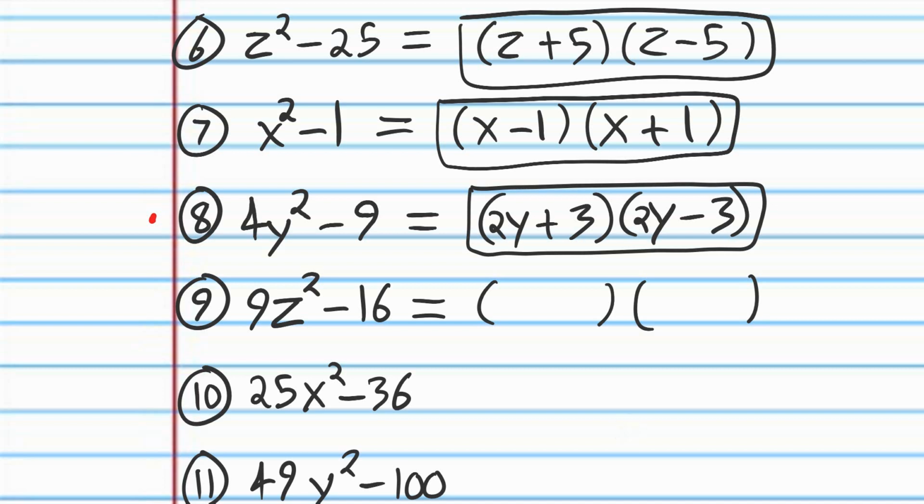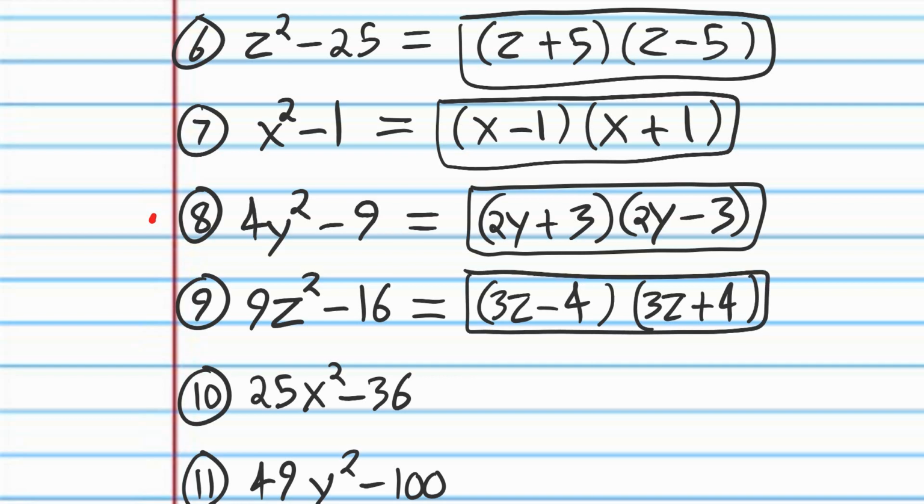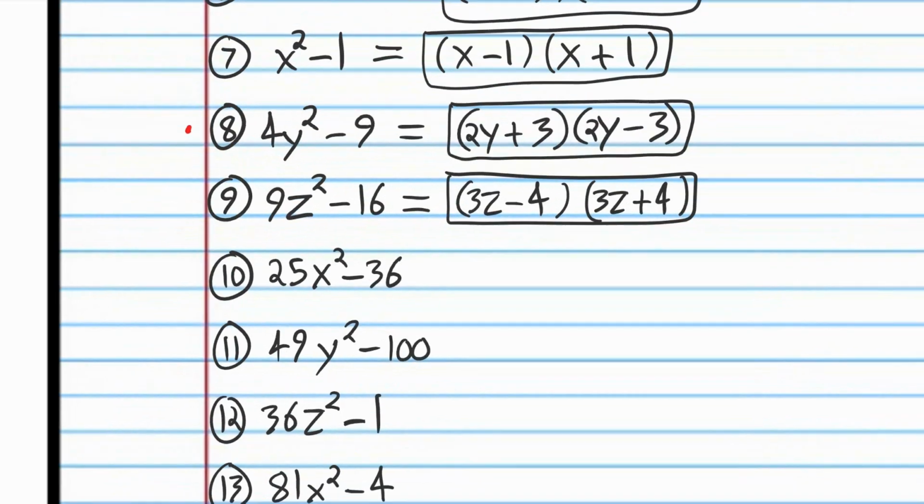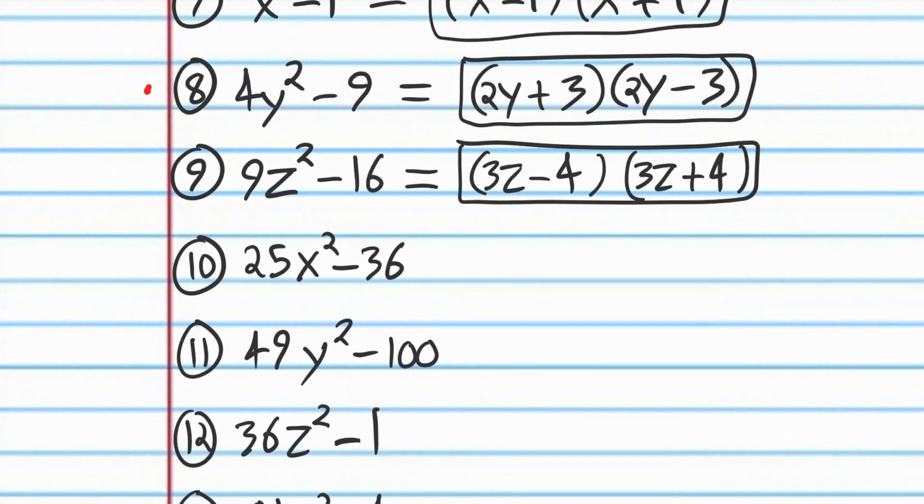And what number times itself is 9? That would be 3, but we have a variable, so we're going to have to write our z's. 3z times 3z is 9z squared. And then, of course, 4 times 4 is 16. So hopefully you're getting the hang of these now. So why don't you go ahead and dive in and try number 10, and when you're done, we'll do it together.